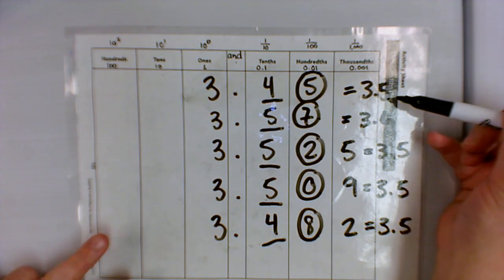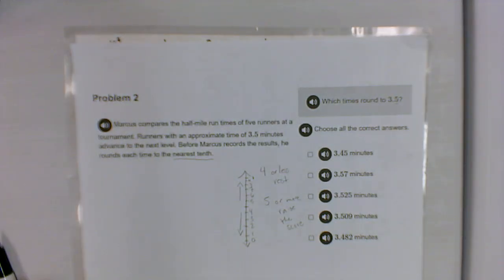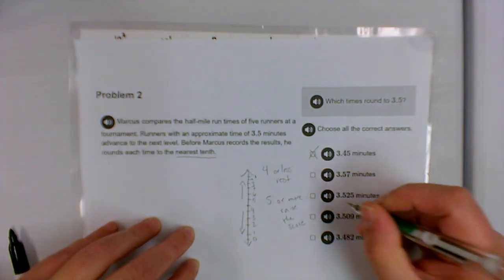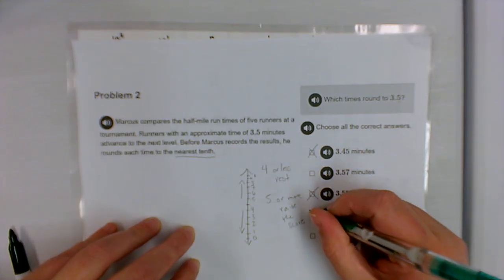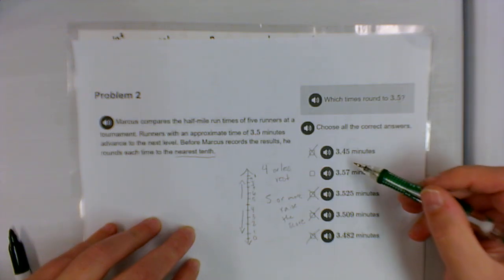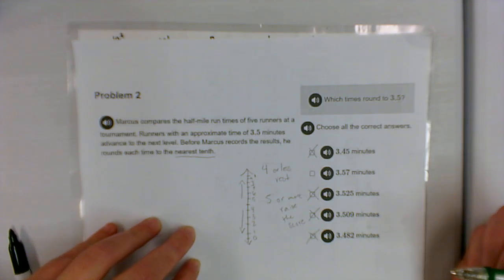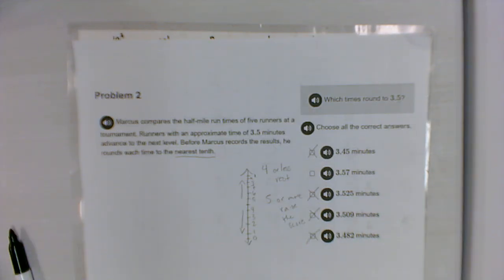So if you notice here, there's multiple correct answers. So when I go back to my problem here, I need to make sure that I'm choosing all of those correct answers. And so this one was correct. This one was not correct. This one was correct. This one was correct. And then of course this last one was correct. So our answers are 3 and 45 hundredths, 3 and 525 thousandths, 3 and 509 thousandths, and then 3 and 482 thousandths. And that will be problem 2.